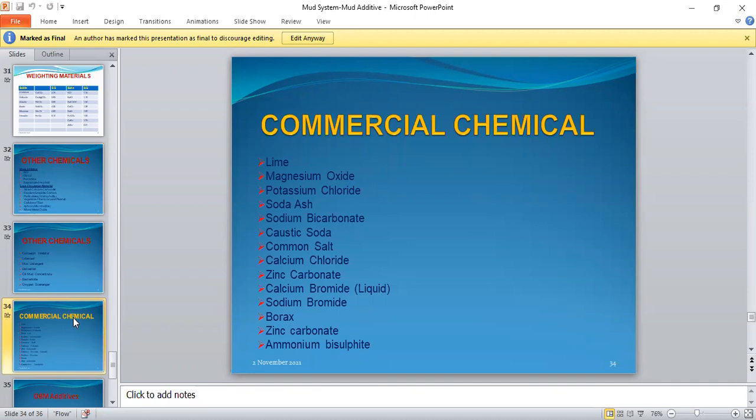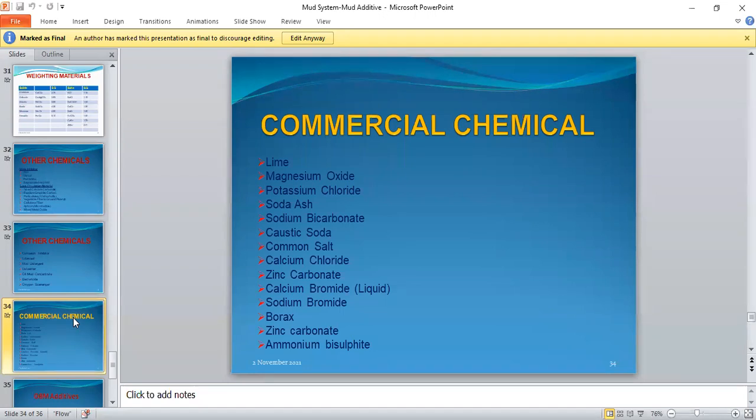Caustic soda is used for pH. It will give you hydroxyl ions in your mud and give you some good pH, where your chemicals can work better and where your mud will not affect the metals or rig equipment. Common salt, by common salt we mean sodium chloride, the one you use in cooking at home. We use it to prepare salt mud, and we also use it as brine during completion. Calcium chloride, we use it as an OBM additive, and also in brine.